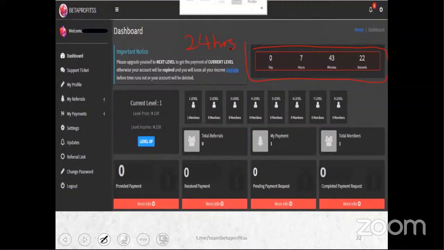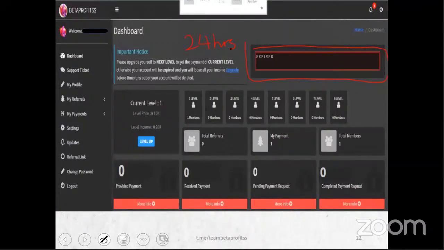And that timer there is always counting. You see the time there is changing. The timer is counting down 24 hours. If you do not send your payments, if you do not upgrade once you've received your second payment, what happens? That timer expires. It does what? It expires, meaning your account is now suspended because you are in breach of the terms and conditions of operations here in Betaprofitss.